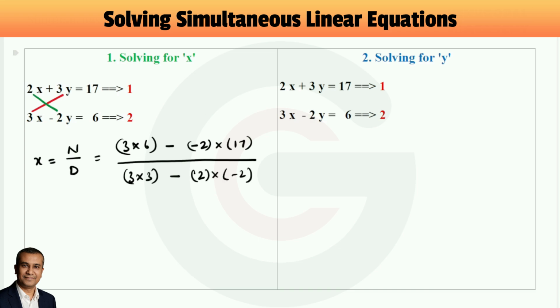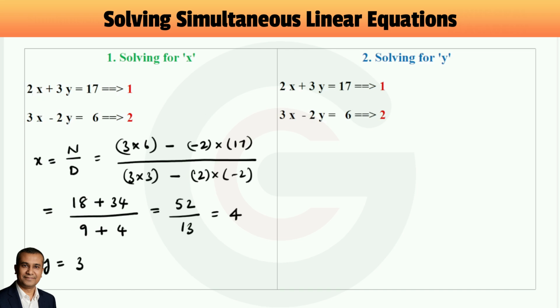This is equal to 3 6 is 18, minus into minus becomes plus, 2 into 17 is 34, divided by 3 3 is 9, again minus into minus becomes plus, 2 2 is 4. This is equal to 18 plus 34 will give us 52 divided by 9 plus 4 is 13, 13 4s is 52. So x is equal to 4. Now by substituting x is equal to 4 in either equation 1 or 2, we will get y is equal to 3. Now let us solve for y.